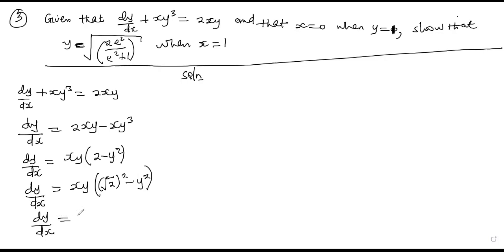So that our dy/dx is equal to xy. Now this one has been made a difference of 2 squares, so we shall say xy into root 2 minus y times root 2 plus y.